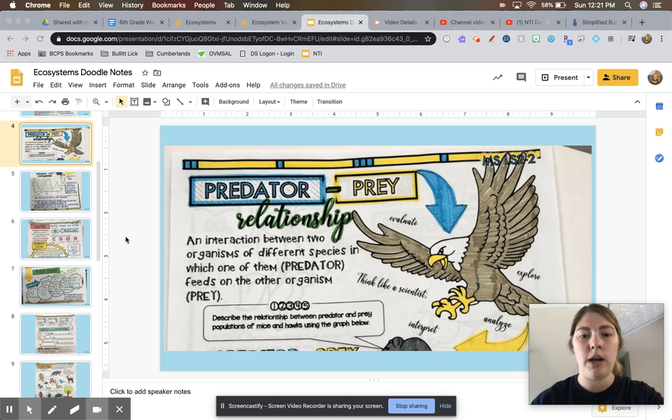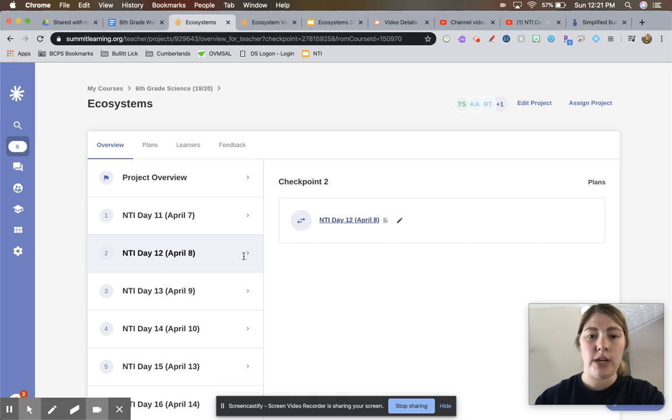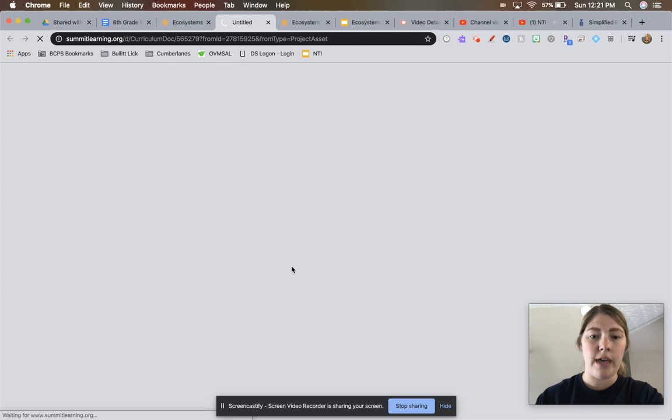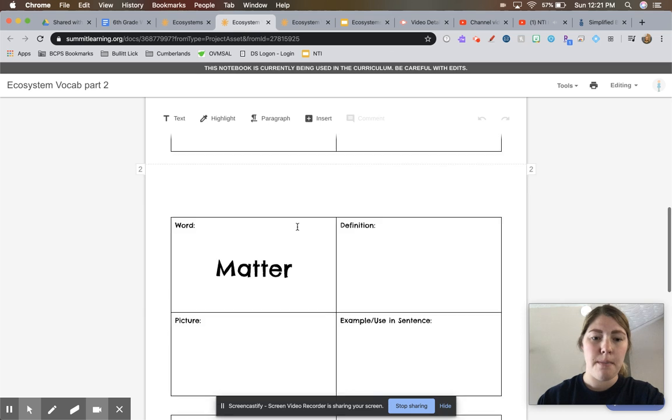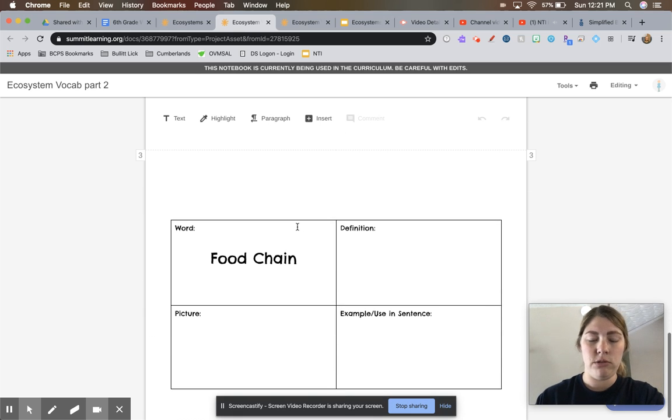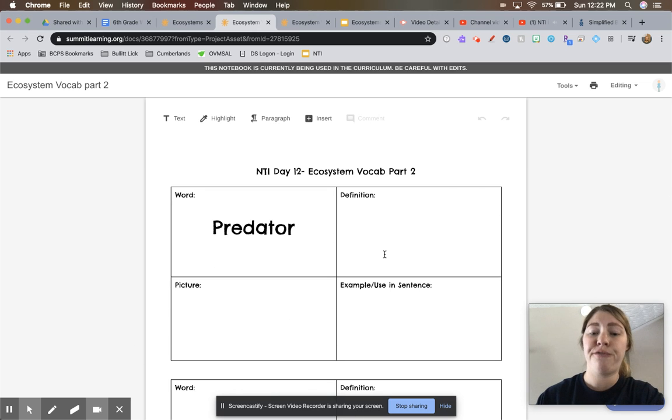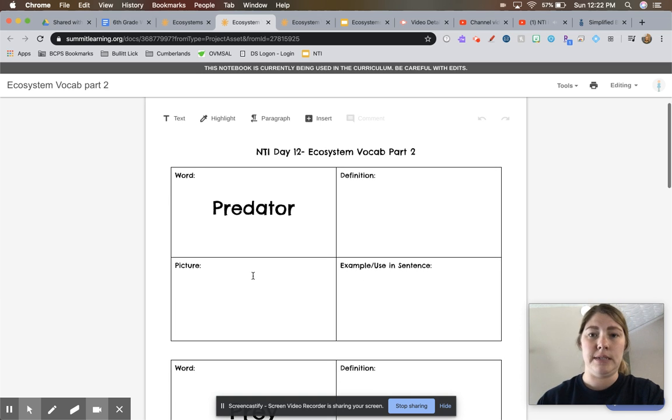So today I'm going to talk about 5 more vocabulary words that are found on checkpoint 2 of the Ecosystems Project on Summit. So again, if you're on the Ecosystems Project, it's NTI day 12, April 8th. You'll click on that. Just like you did yesterday, you have 5 new words: predator, prey, matter, energy flow, and food chain. And you're going to put in the definition from the doodle notes. You're not going to go to Google and copy and paste it. You're going to put a picture in that would represent that. And you're also going to use that word in a sentence.